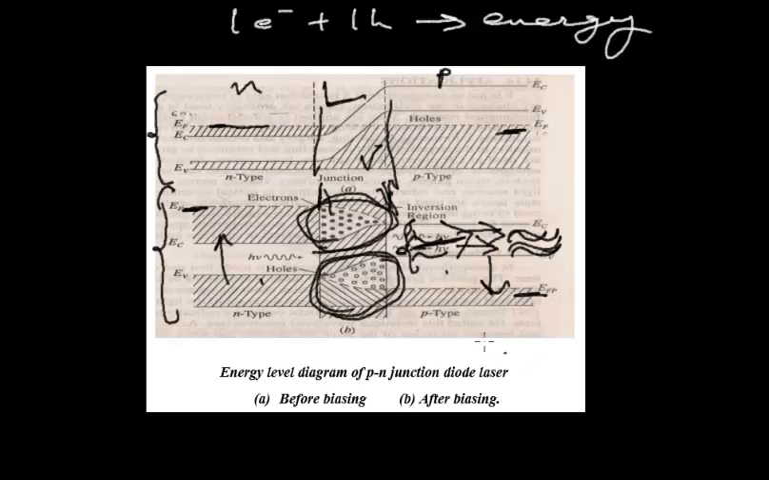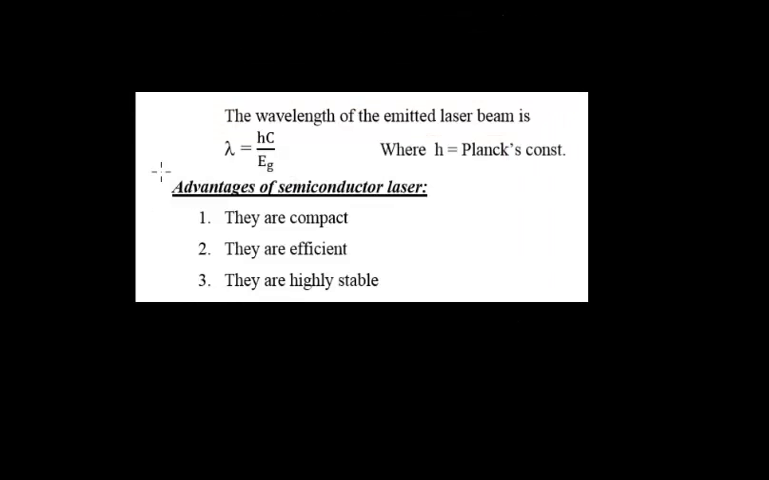There's a particular range, but approximately the wavelength of this coherent radiation will be 9000 angstrom. So this was all about the working of the semiconductor laser. And this is a formula with the help of which we can find out the wavelength.